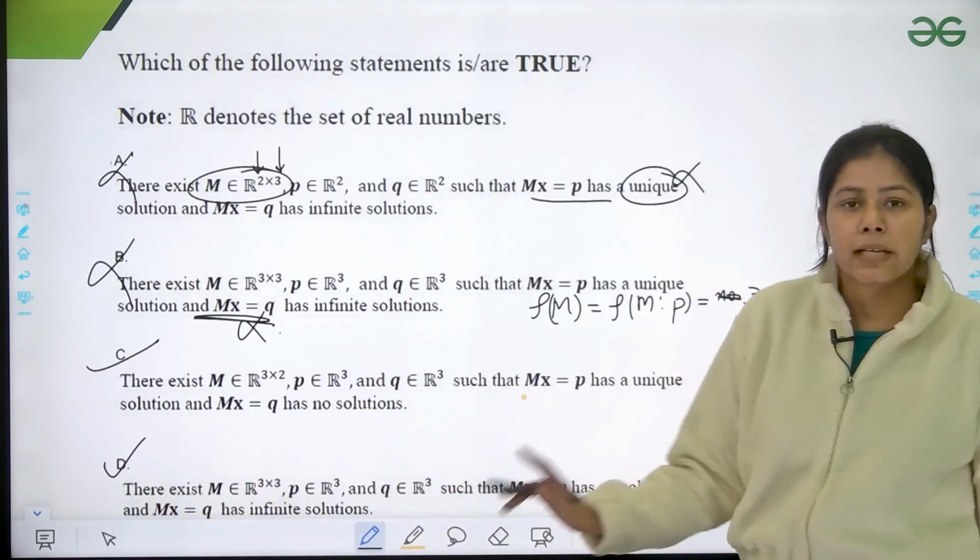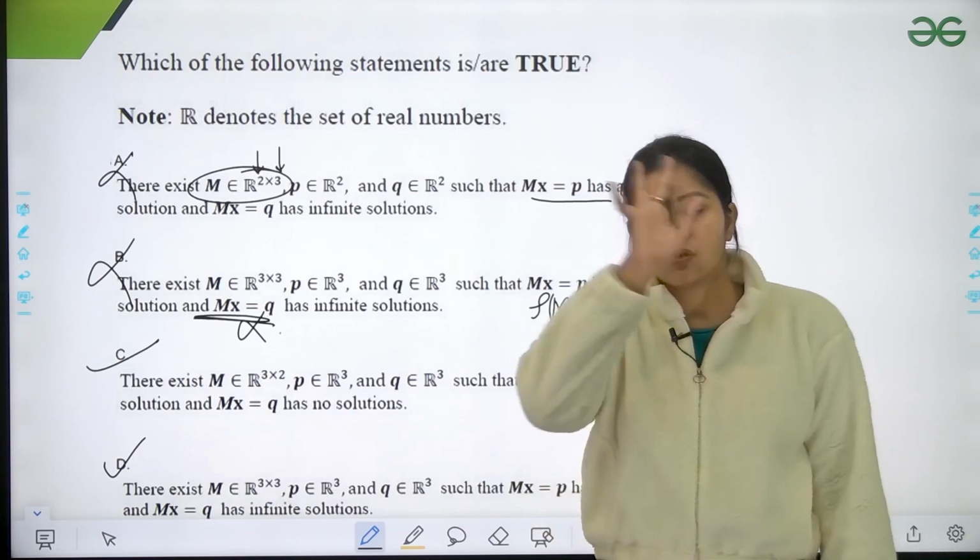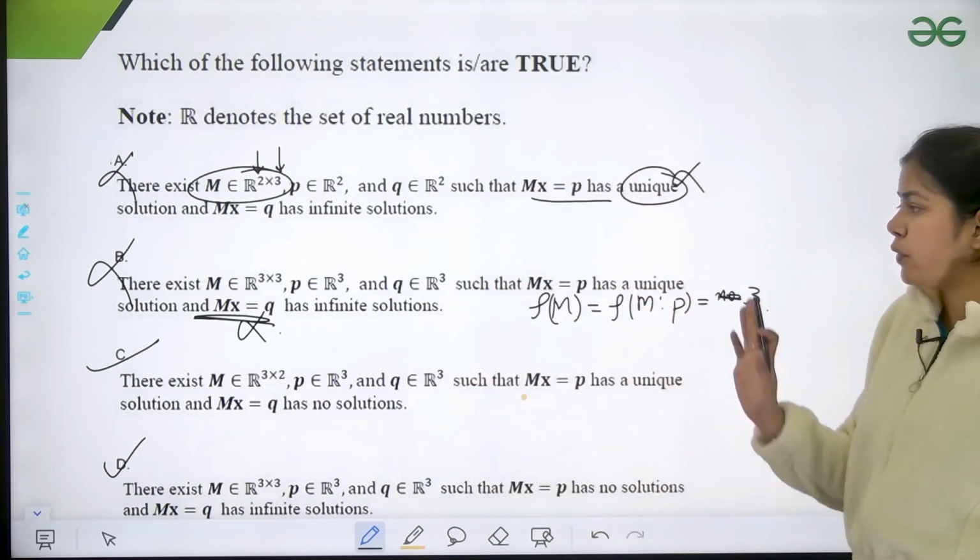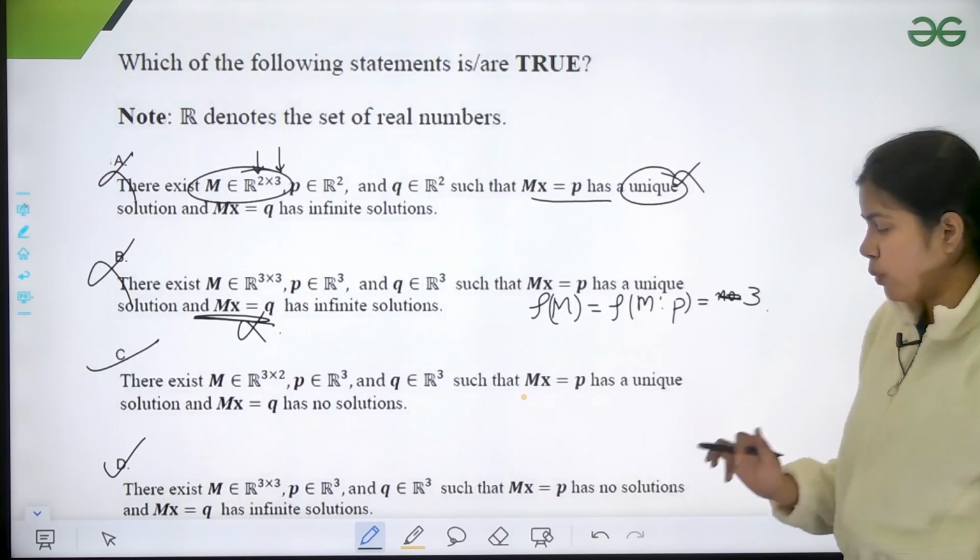So options C and D are my correct options, right? Based on systems of linear equations, you just have to verify when these two cases would be possible.